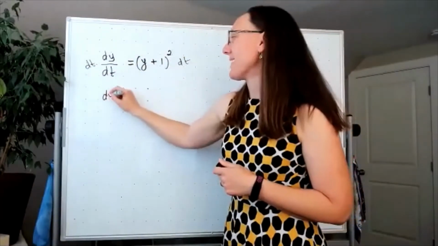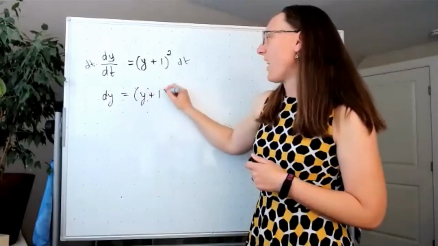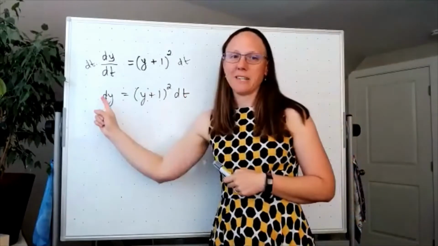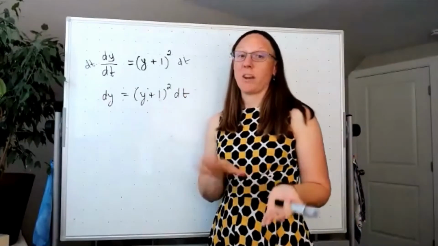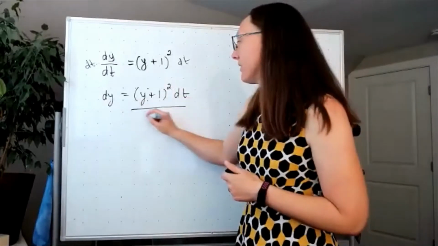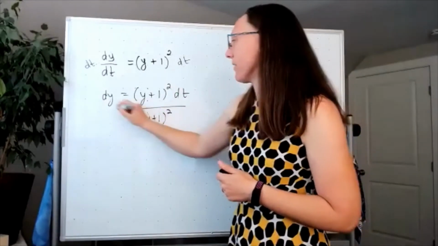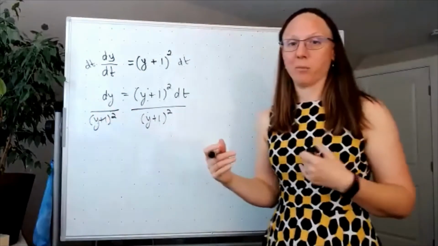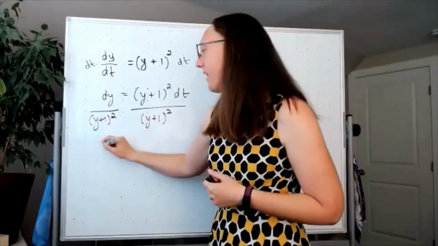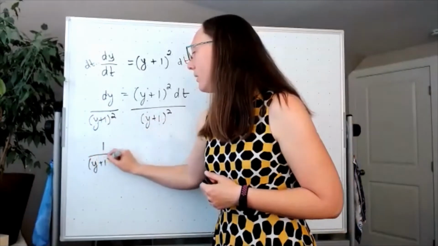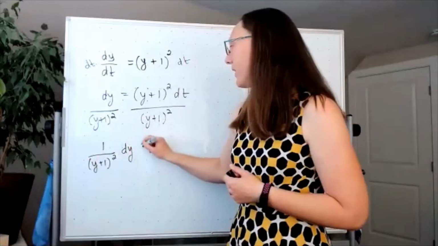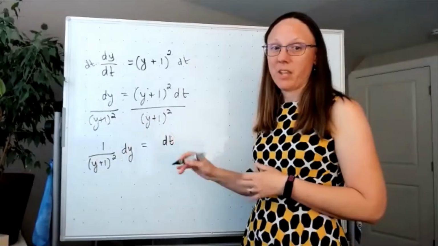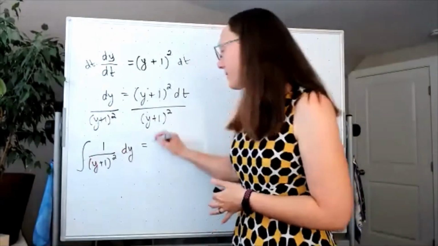But once I do that on the right-hand side, you'll notice my y's are in the wrong place. I got y's over here, but my dy is on the left-hand side. So I'd have to divide the entire thing by y plus 1 squared in order to actually separate those variables. So on the left-hand side, I've got 1 over y plus 1 squared dy. And on the right-hand side, this time I've just got that dt term. But now I can integrate both sides.